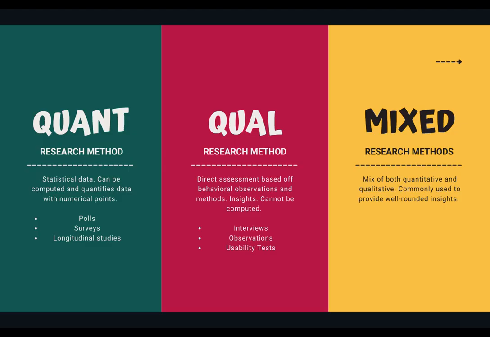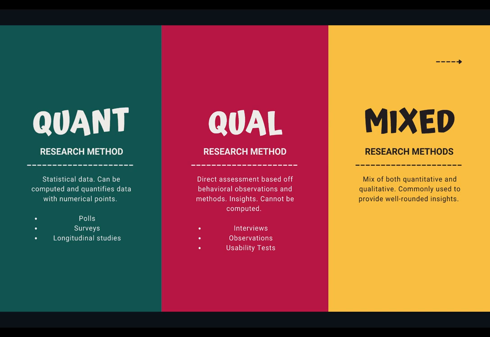There are 3 different types of research methods here. There's quantitative research methods, there's qualitative research methods, and there's something called mixed research methods. Quantitative research methods are more based on statistical data. It can be computed and quantified with numerical points. Quantitative is not usually used as frequently within the technology space. However, it provides valuable information.